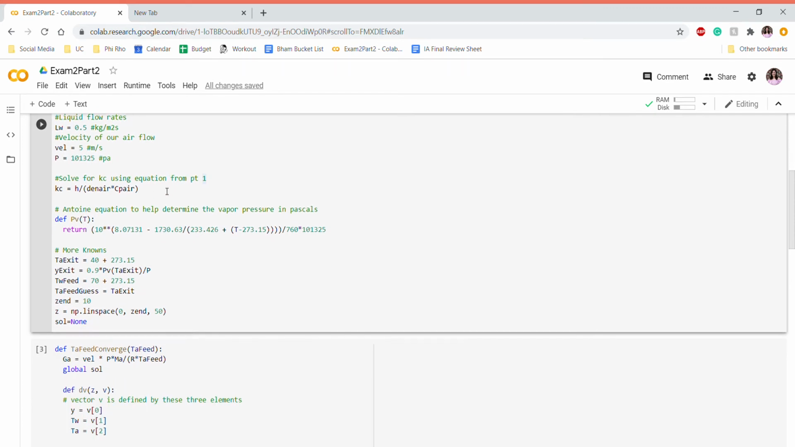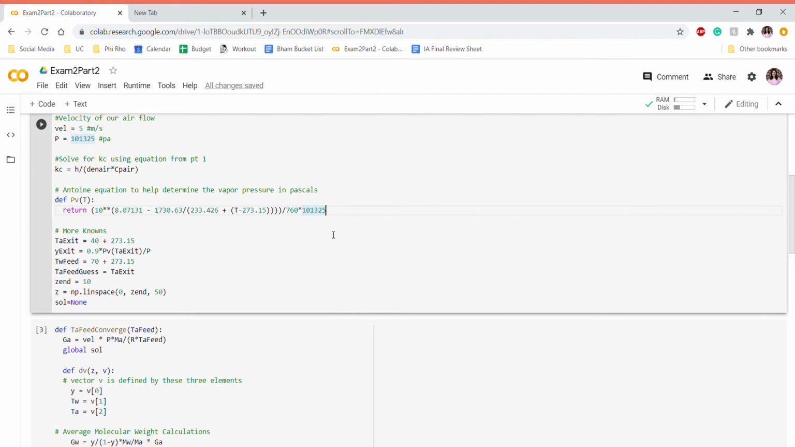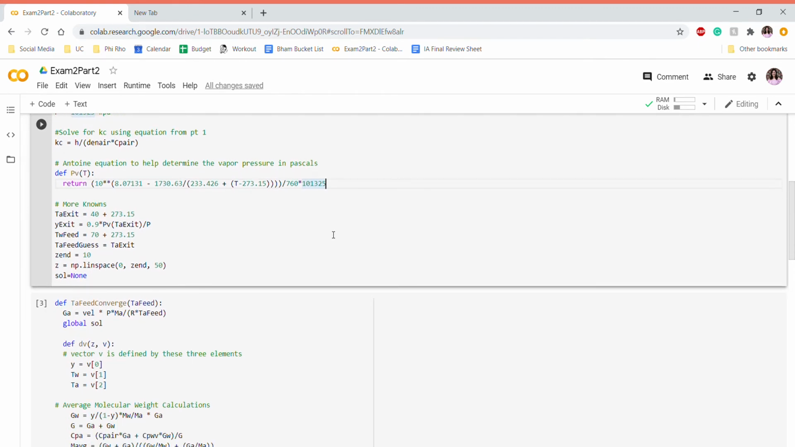This is an equation to solve for Kc using the equation that I solved for from part 1. It was the very last equation that I did. And then this is an Antoine equation to help determine the vapor pressure. That's what this PV stands for. So it's defining the vapor pressure at a specific temperature. And it's in pascals. That's what this conversion factor is for, to just make sure that that pressure is in pascals instead of any other unit.